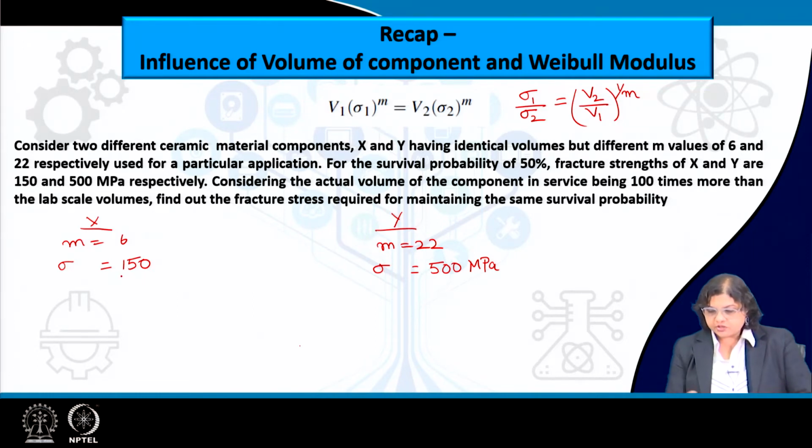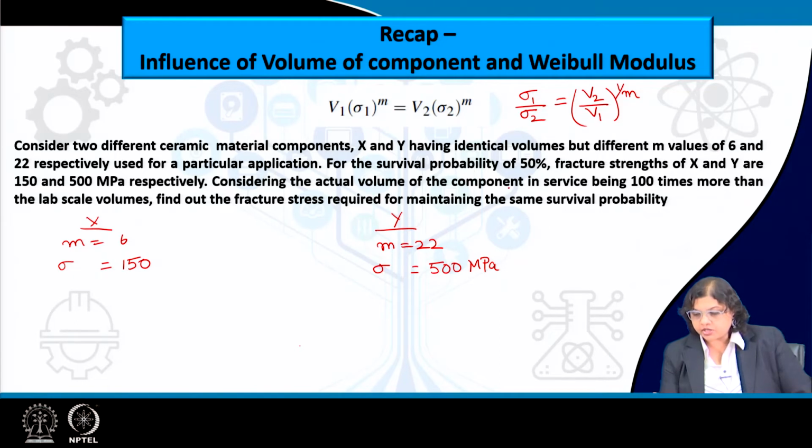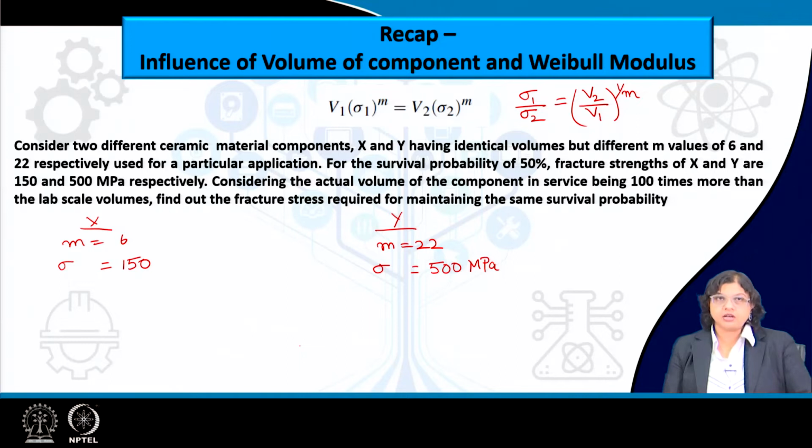So, these values 150 or 500 MPa actually have been obtained from the lab scale testing, but in actual practice, considering the actual volume of the component in service being 100 times more than the lab scale volumes, what we need to find out is the fracture stress that is required for maintaining the same survival probability at service. So, if we maintain the survival probability of 50% even for service, and we know that in actual practice we are using 100 times bigger volume for the component than that used for the lab scale, we need to find out what will be the actual strength of the material in service.